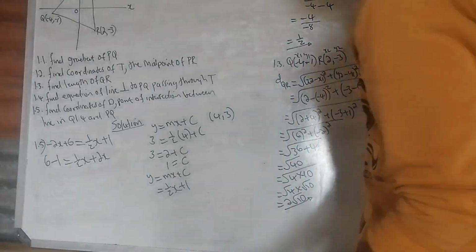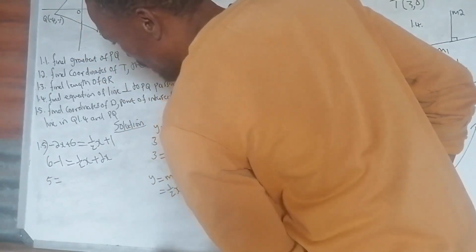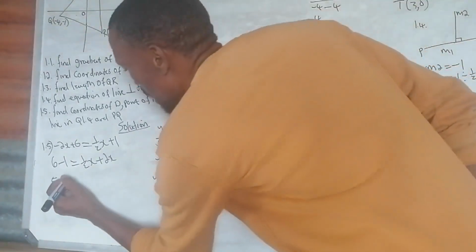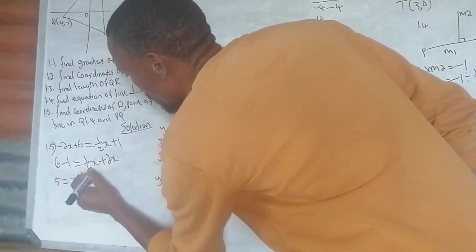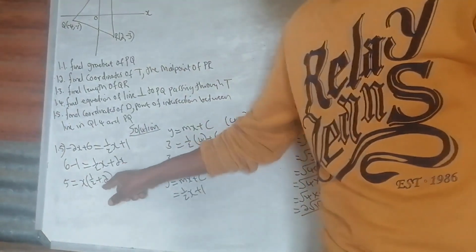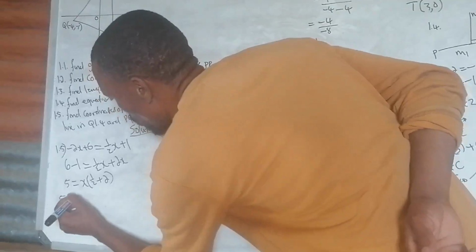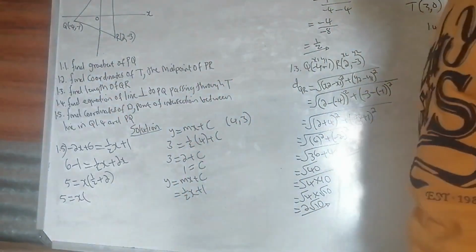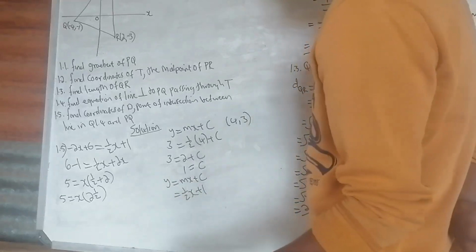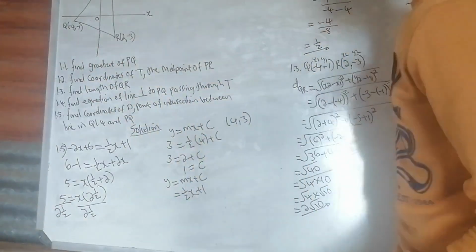Okay. And then from here, 5 equals 1/2 x plus 2x. I can take out the common factor x, and I get x times 1/2 plus 2. So 5 equals x into 1/2 plus 2, which is 2.5. And then to find the value of x, I divide by 2.5.